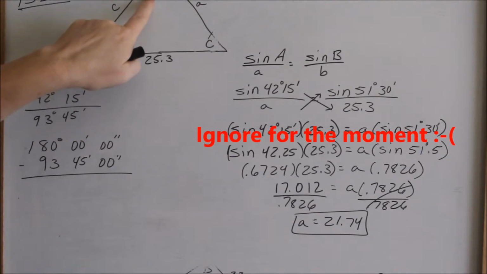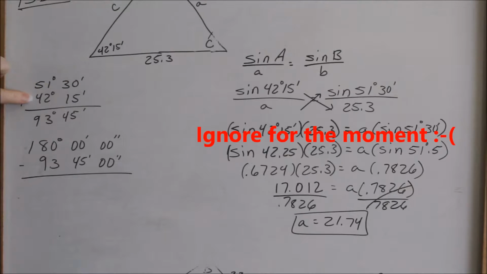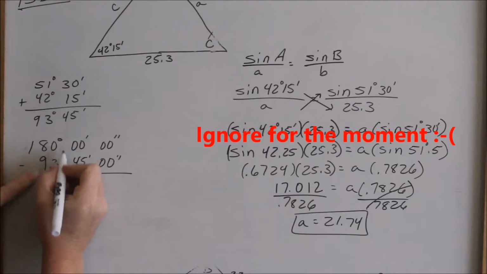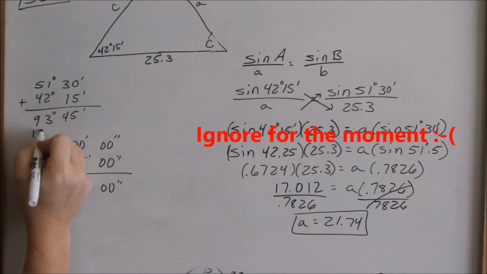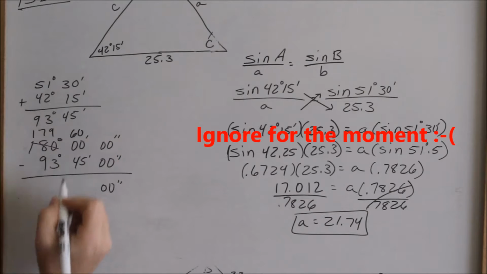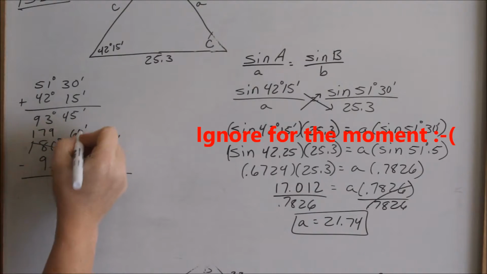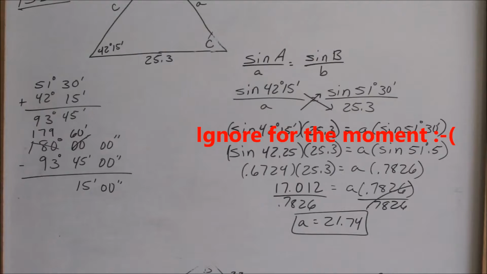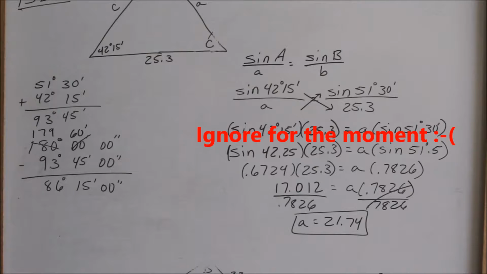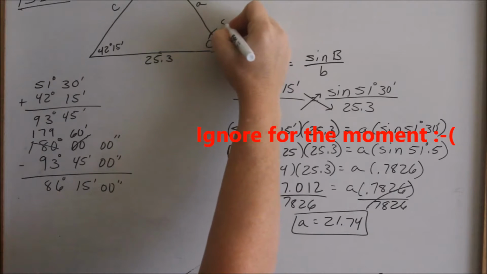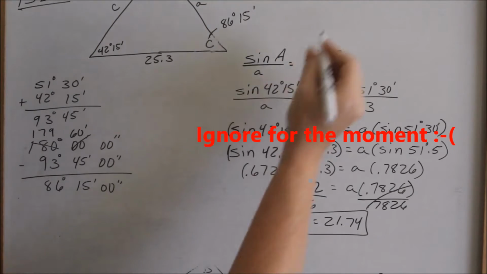Okay? So here we have 51 degrees and 30 minutes, and I'm going to add 42 degrees and 15 minutes. So that came out to 93 degrees and 45 minutes. So I'm subtracting the 93 degrees and 45 minutes from 180. So definitely know there's going to be 0 seconds. And then here I have to borrow. So 179 degrees, that would be 60 minutes. So 60 minutes minus 45 minutes will be 15 minutes. And then this would be 86 degrees and 15 minutes.